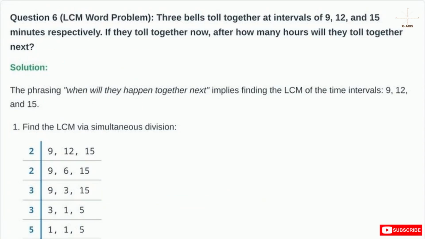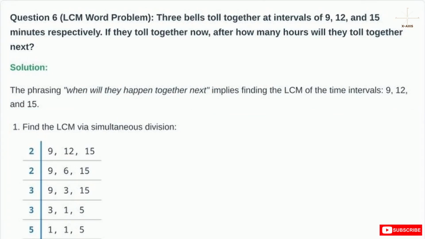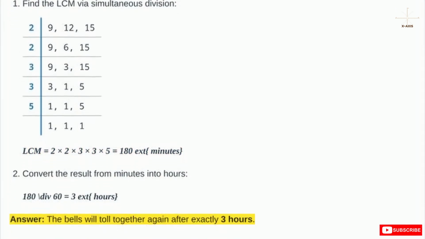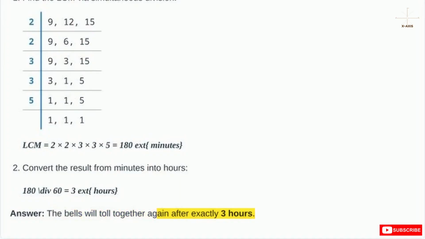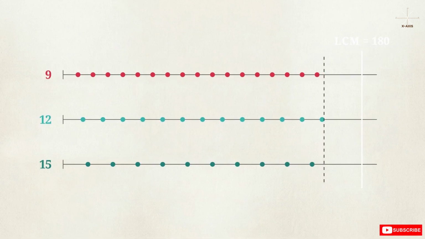Here is a scenario involving 3 bells tolling at different intervals. Looking at the question, when will they toll together next, we can see that we need to find where these separate timelines eventually align. Running those intervals through the division matrix gives us a multiplied total of 180 minutes. Dividing that total by 60 minutes converts the result to exactly 3 hours. By calculating the lowest common multiple, we can take independent, repeating events and determine exactly when they will synchronize in the future.